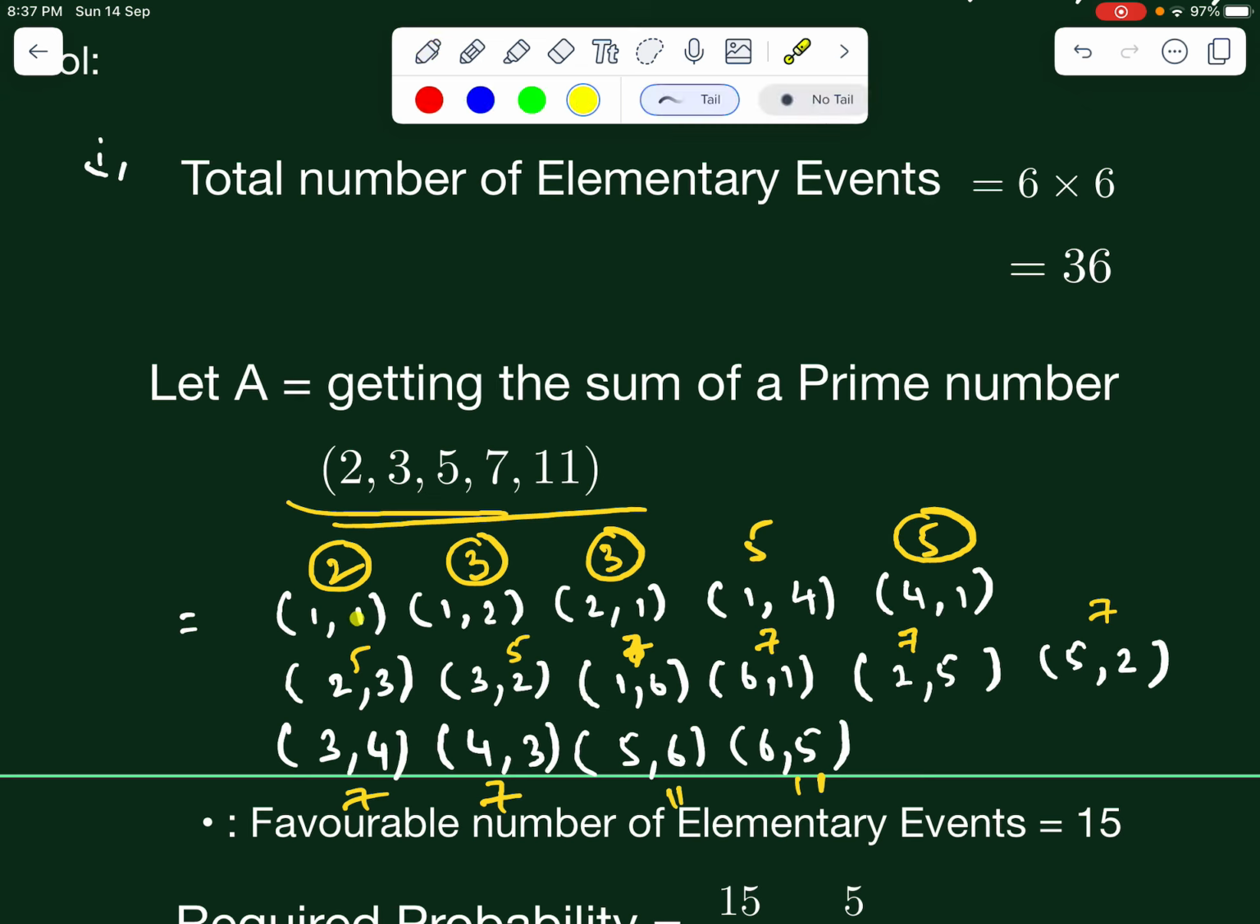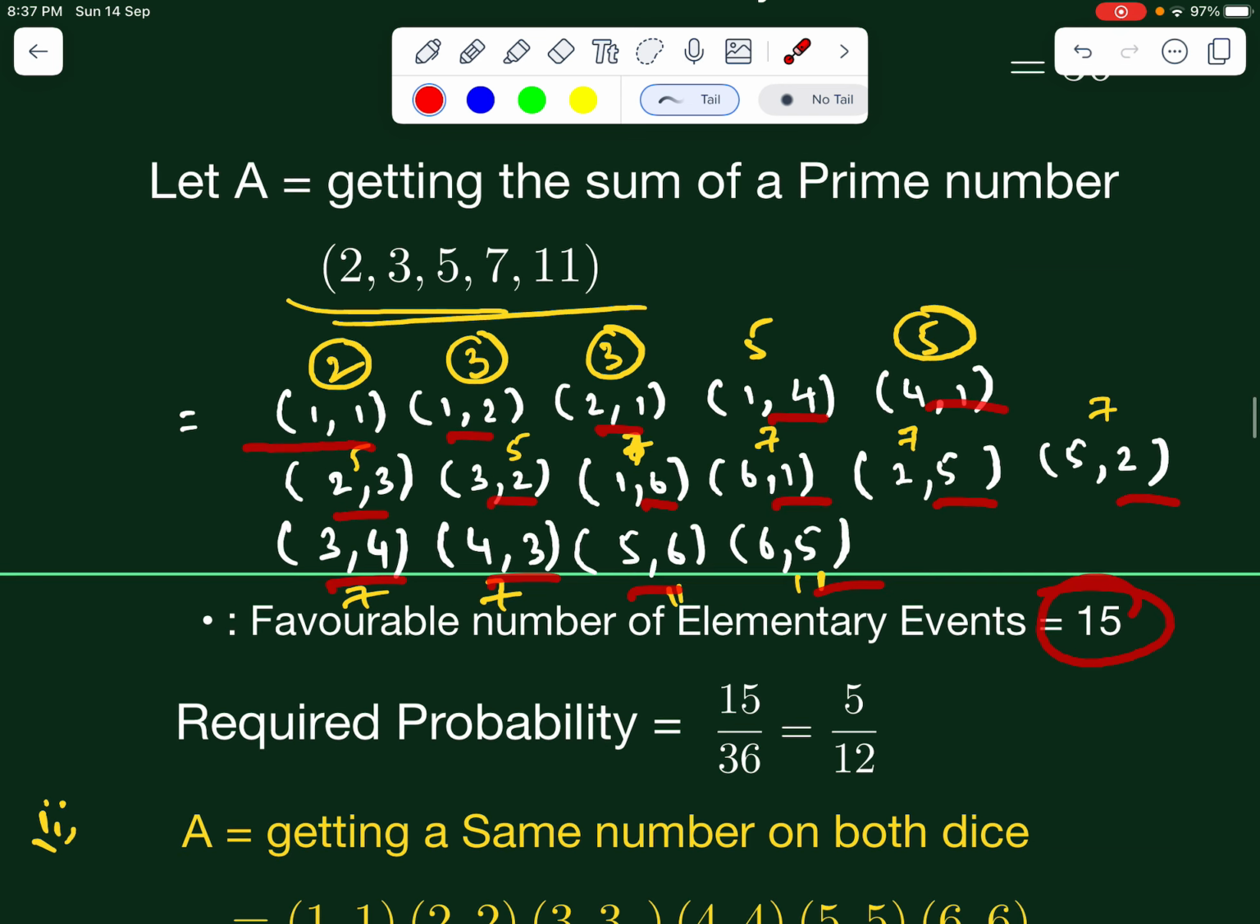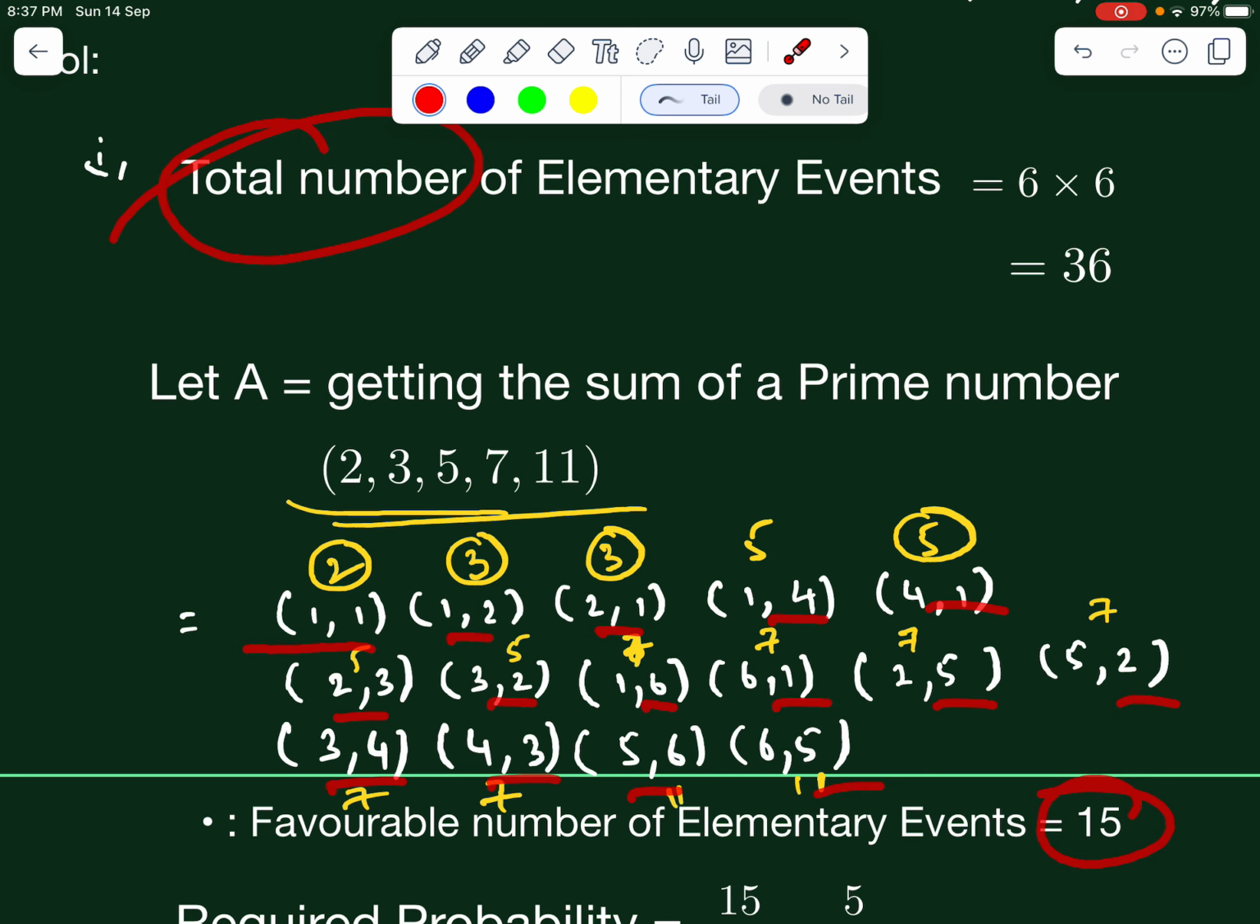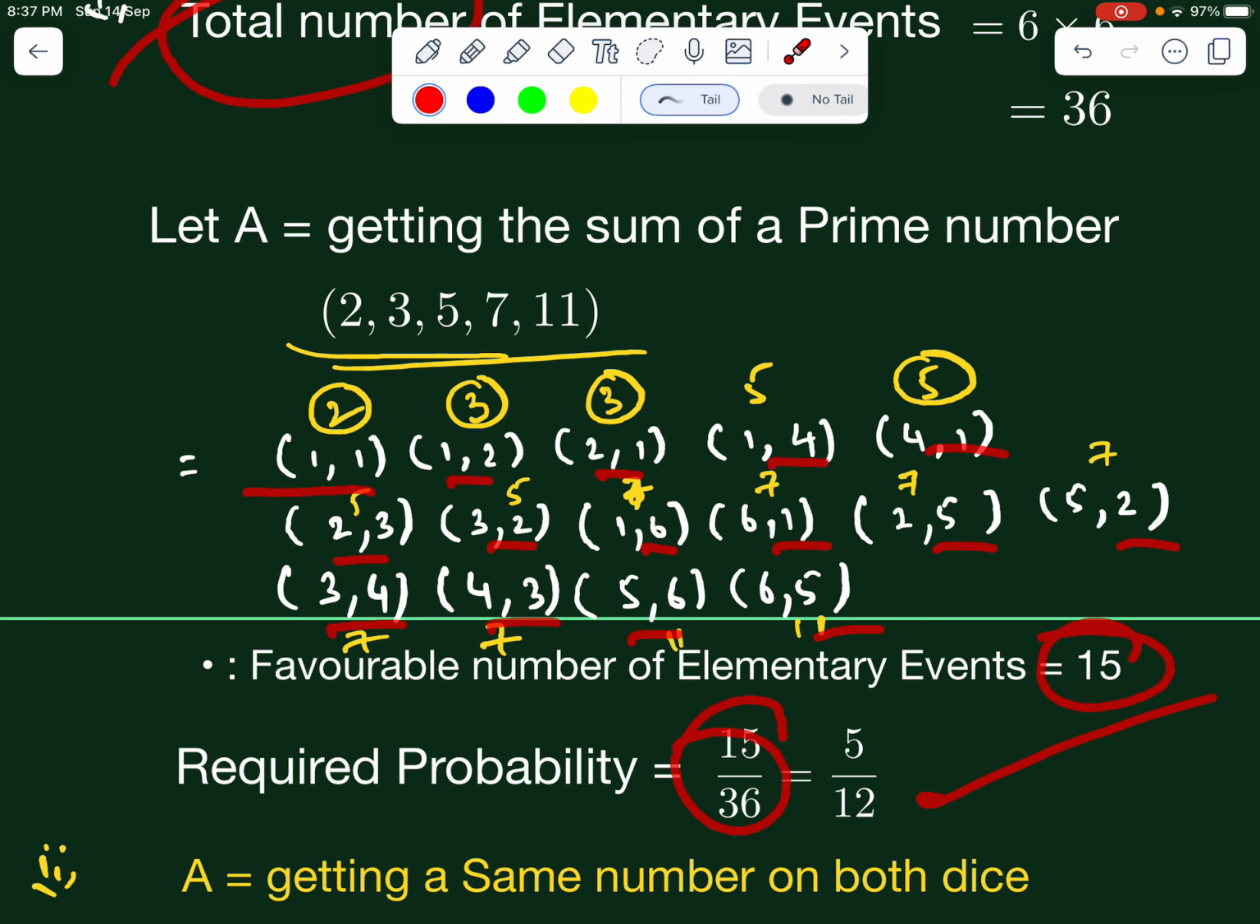Then count this: 1, 2, 3, 4, 5, 6, 7, 8, 9, 10, 11, 12, 13, 14, 15. 15 by 2 dice, 6 into 6, 15 by 36 is the answer.